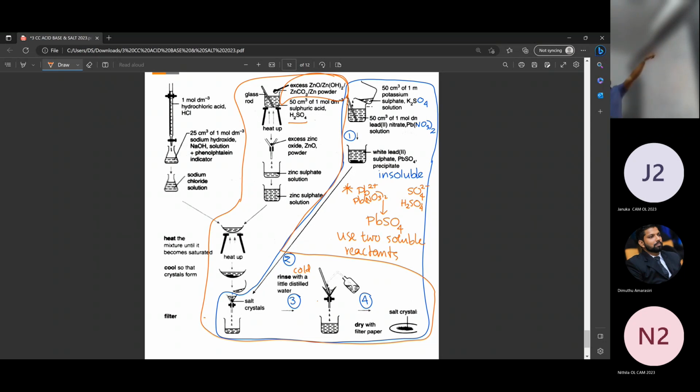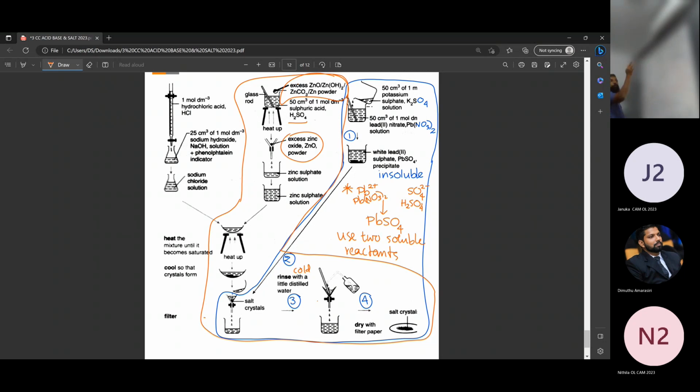You're not using all of them. You use one of them. I can read your minds through your eyes. Zinc oxide, zinc hydroxide, zinc carbonate, zinc powder. Any of these bases or the metal can be used to react with sulfuric acid. Is that clear? And that will give you zinc sulfate, and the excess base is in the filter bed.